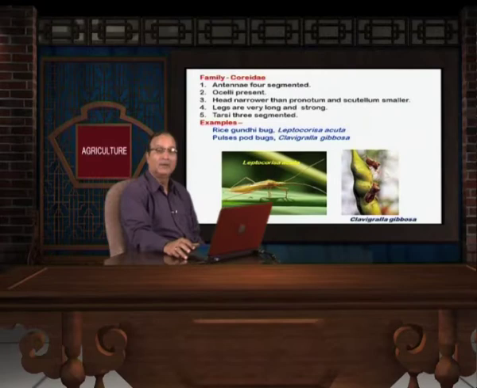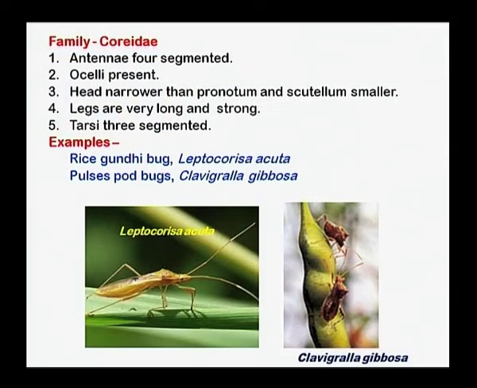The family which is important under this order is Coreidae, where the antennae are 4 segmented. This is a characteristic feature of the antenna. Ocelli are present. Head is narrower than pronotum and scutellum is small. Legs are very long and stout. Tarsi 3 segmented. The best examples include rice gundhi bugs and pulse pod bugs.